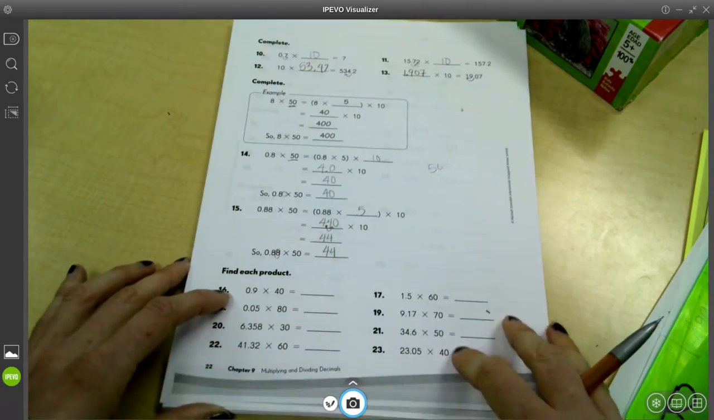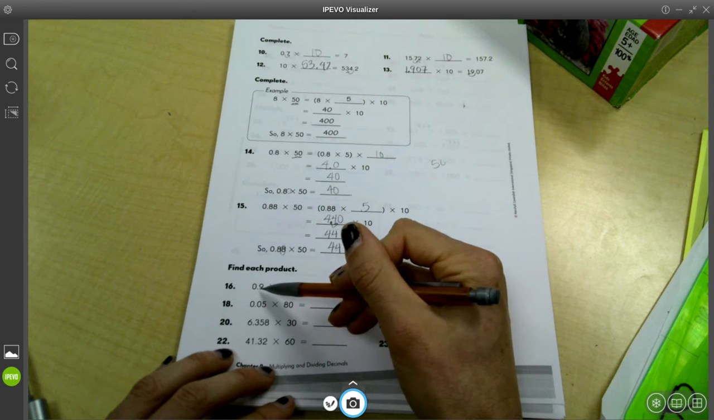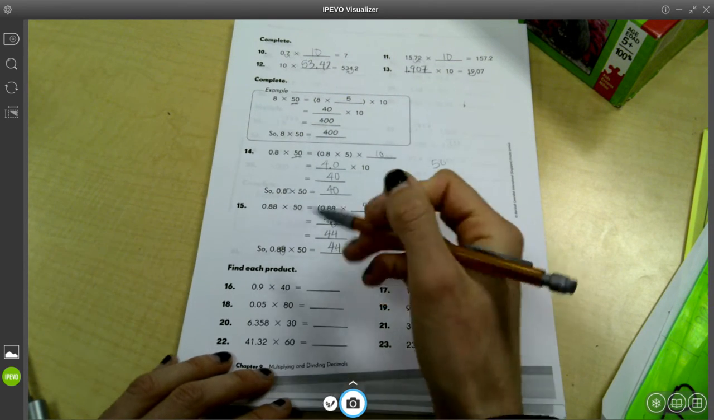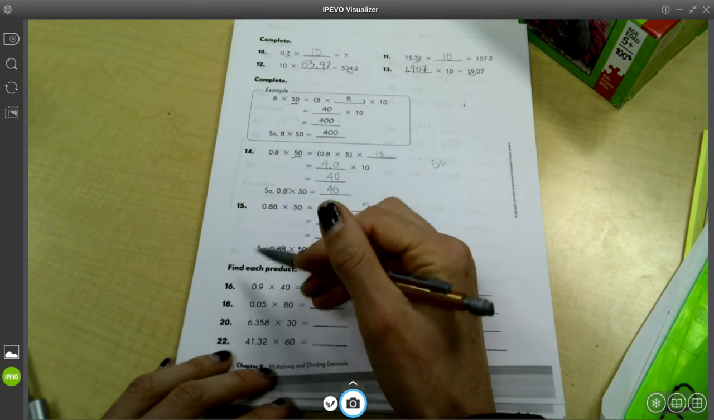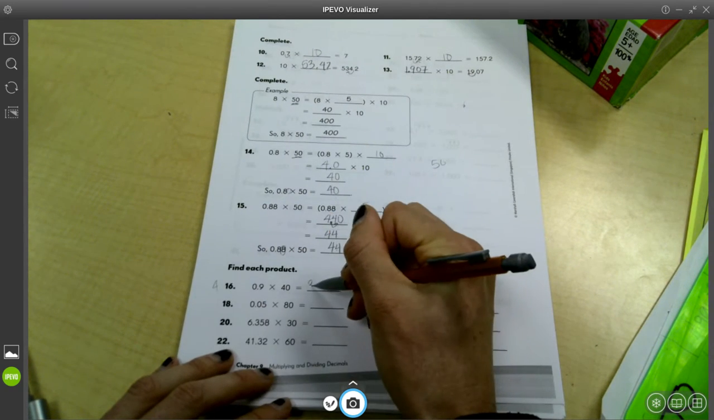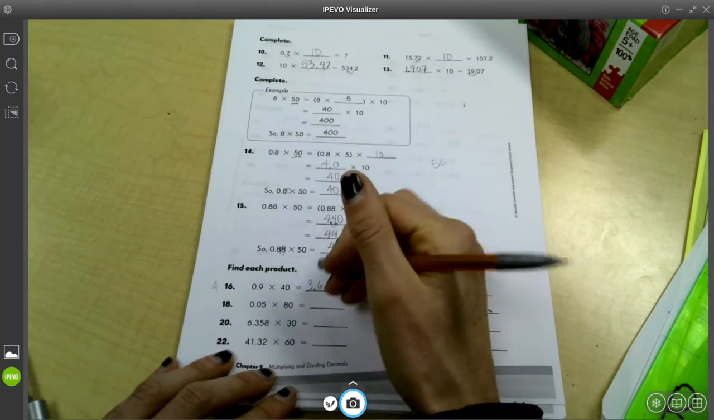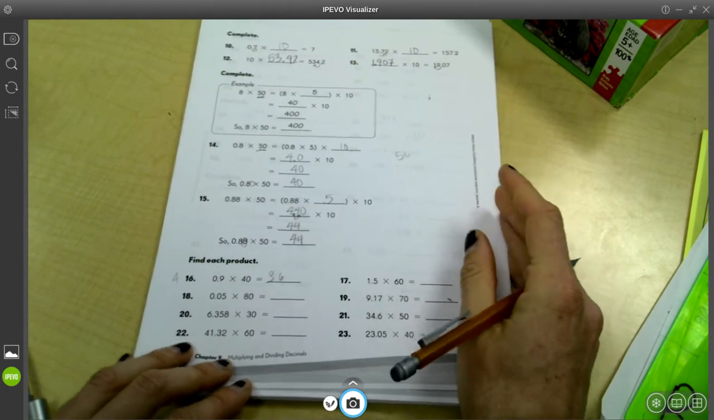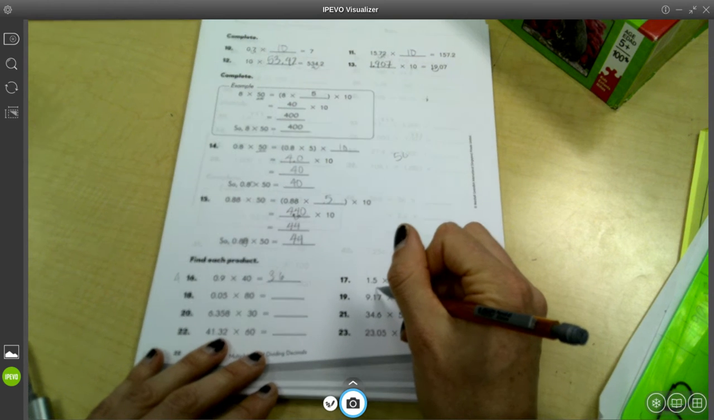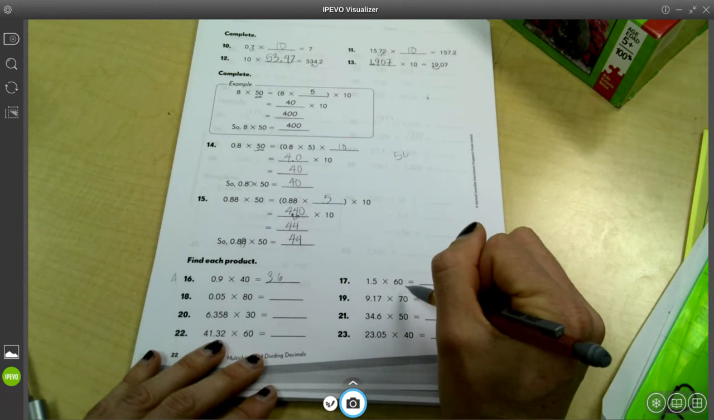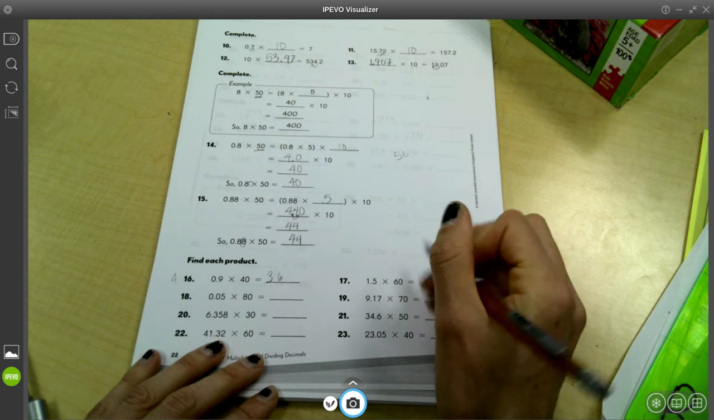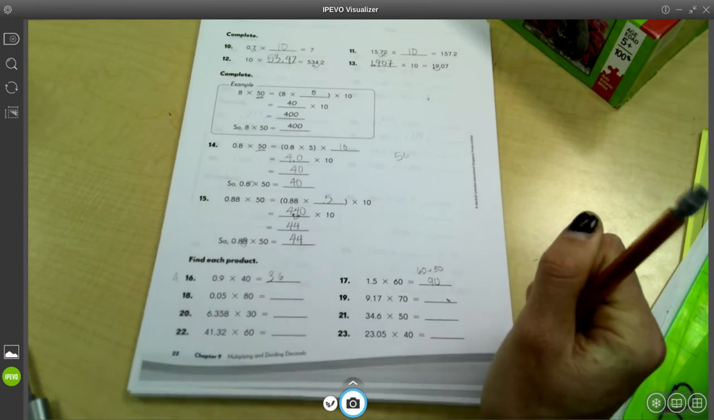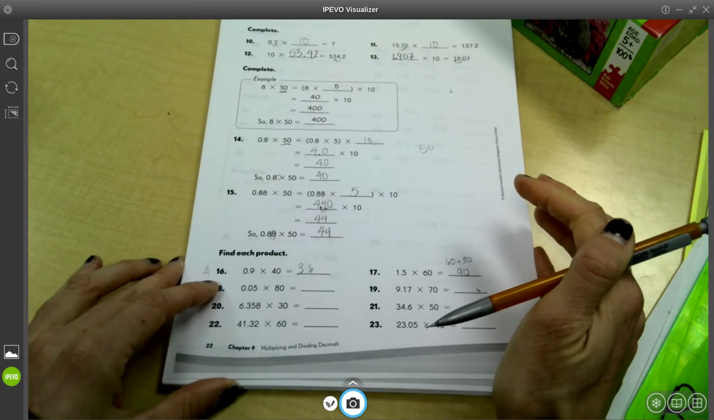All right, so here I'm thinking 9 tenths times 4 times 10. 9 tenths times 4, that's going to give me something around 4, is 3.6, times 10 gives me 36. Right, here we have 1.5 times 60. Now I'm going to think about this a different way. I know 1 of 60 is 60. I know half of 60 is 30. So 1.5 times 60 is going to be 90.